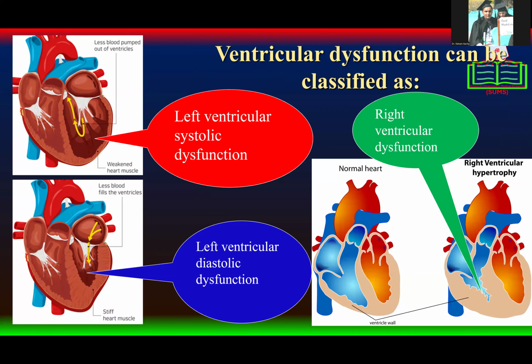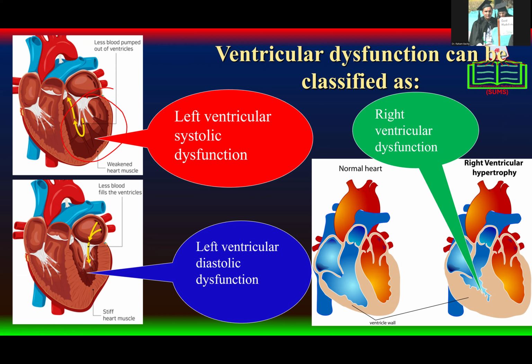Ventricular dysfunction can be classified as left ventricular systolic dysfunction, left ventricular diastolic dysfunction, and right ventricular dysfunction. So in the case of left ventricular systolic dysfunction, here you can see in this image, the left ventricle is dilated, thin-walled, and its contractility, its systole, is compromised.